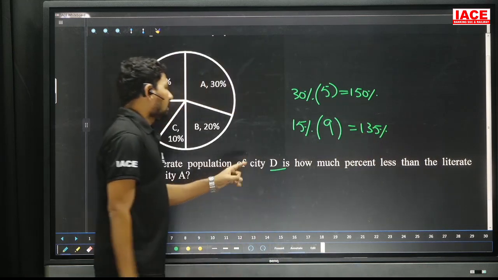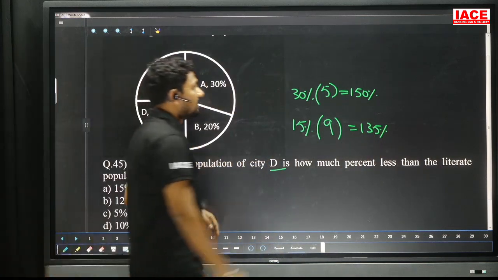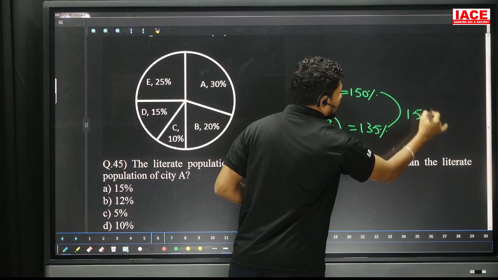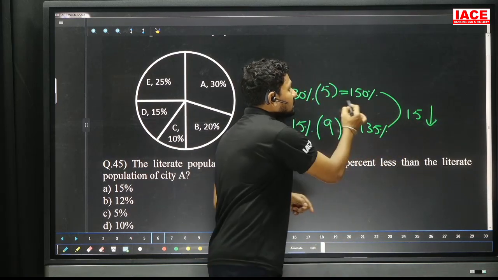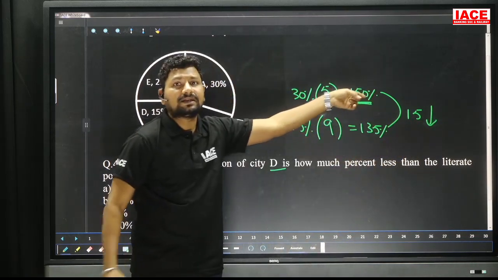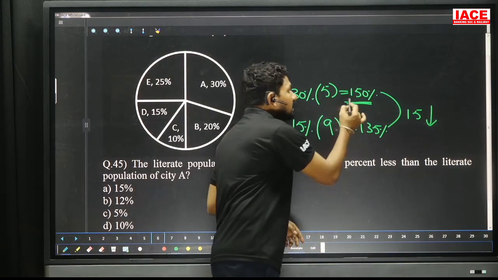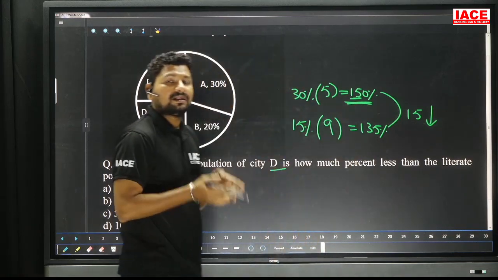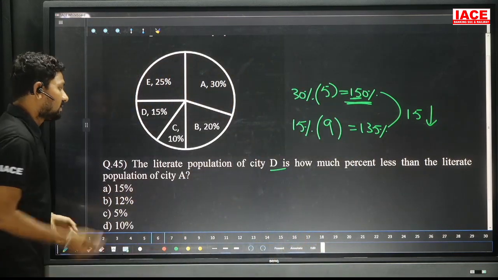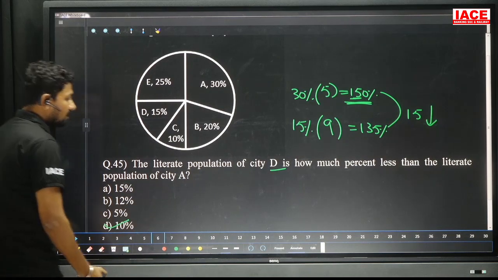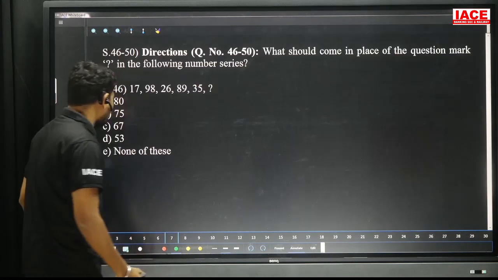Look here, D is less than A. D is less than A means how much less? 15 less. 15 is how much percentage of 150? 15 is 10 percent of 150. 10 percent is option D here. Then let's move to the next question.